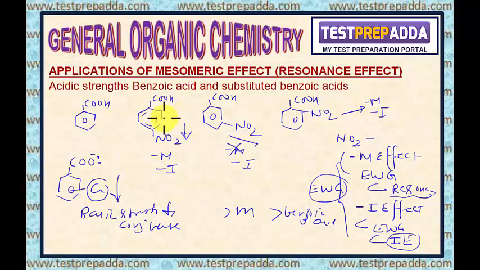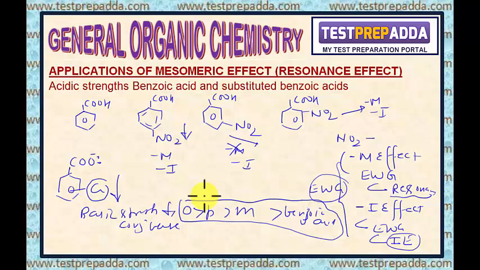And out of these two, para-nitro and ortho-nitro, ortho will withdraw electrons more because inductive effect is distance dependent. That is why here the electron withdrawing effect will be more. Electron withdrawing effect more means more acidic. That is why ortho greater than para greater than meta greater than benzoic acid. This is the correct order. My point is clear. So this is about the electron withdrawing group.